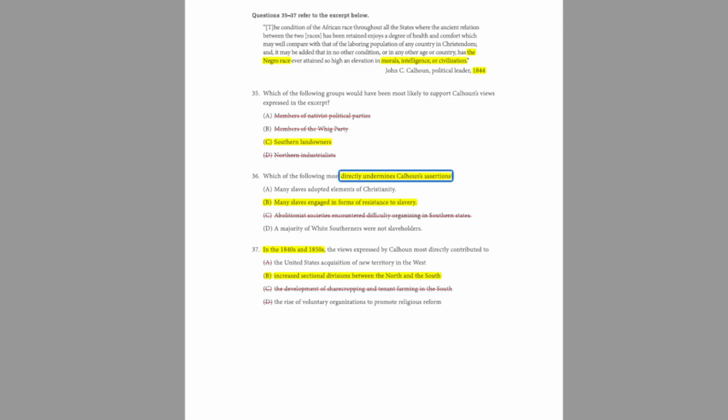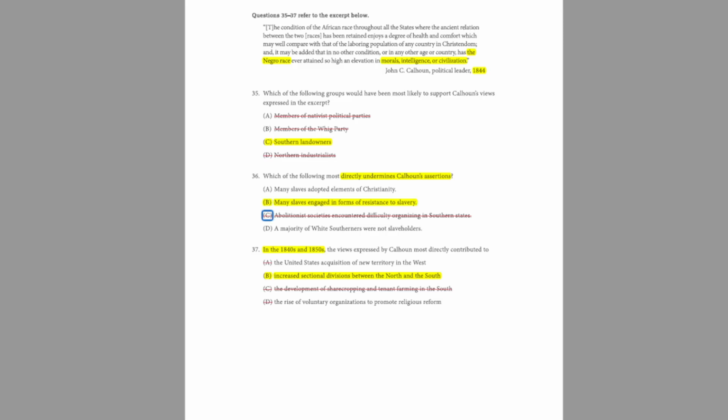Question 36. The key here is to carefully read the question, especially the phrase, directly undermine Calhoun's assertion. Your task is to find the answer that weakens Calhoun's positive portrayal of slavery. That leads you to B. Many slaves engaged in forms of resistance to slavery. If enslaved people were truly as content and uplifted as Calhoun claimed, there would have been no reason for resistance. The fact that many resisted through rebellion, escape, and everyday defiance contradicts his argument directly.